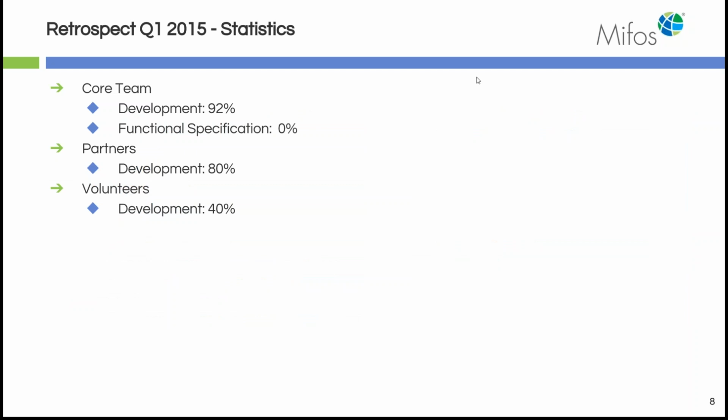So just some nice statistics so that we can see we're not that bad, right? The core team really finished 92% of what we expected. Functional specifications, as mentioned, nothing really happened. Partners have done 80% of what we expected, and volunteers have done 40%, which is still good numbers if we are honest with ourselves. So any questions on Q1?